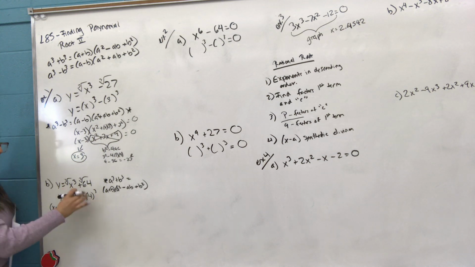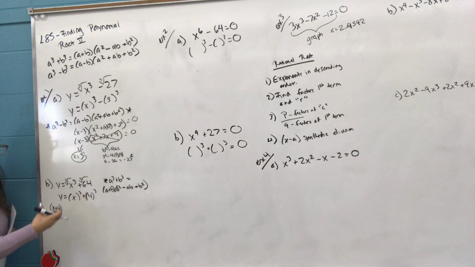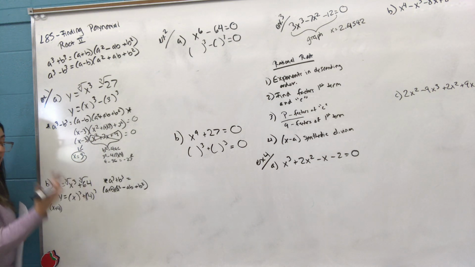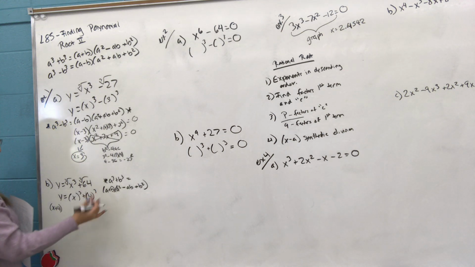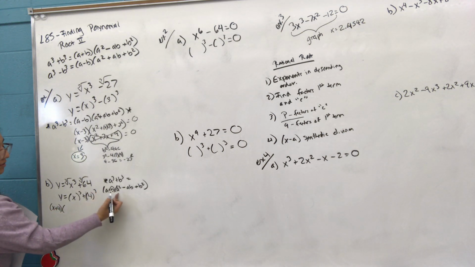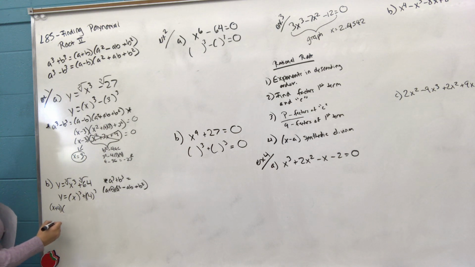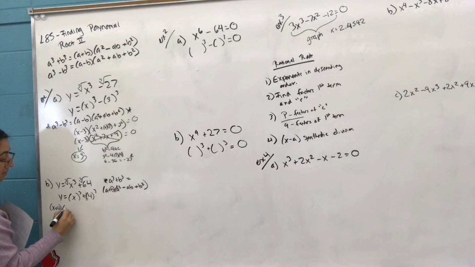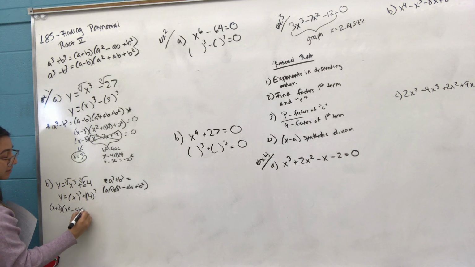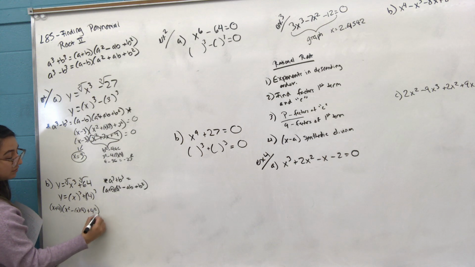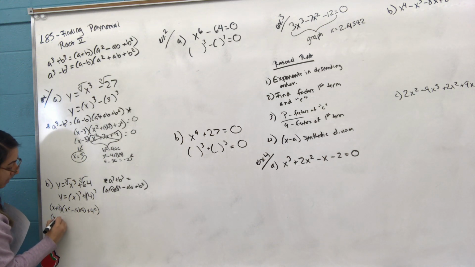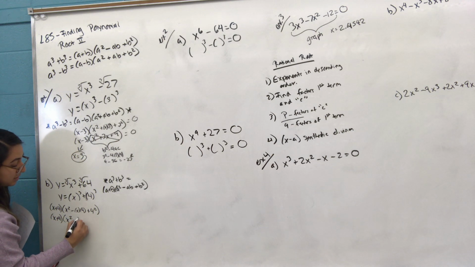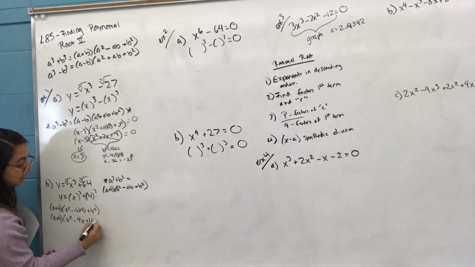Make sure you put it in terms of cube before you use this equation. You can't do x cubed plus 64. It's not going to work out. So first term plus your second term, times your first term squared, so x squared, minus your first term times your second term, so x times 4, plus your second term squared, which is 4 squared. Go ahead and simplify that. We have x plus 4 times x squared minus 4x plus 16.